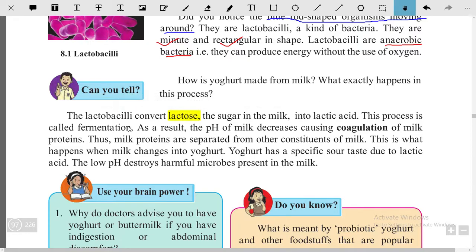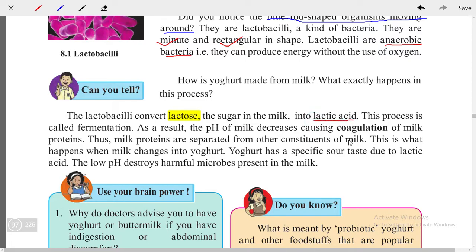And lactobacilli काय करतो? Lactobacilli convert lactose into lactic acid, and this process is called fermentation. And fermentation in Marathi त्याला किण्वन असं म्हणतात. किण्वन, आंबोली.